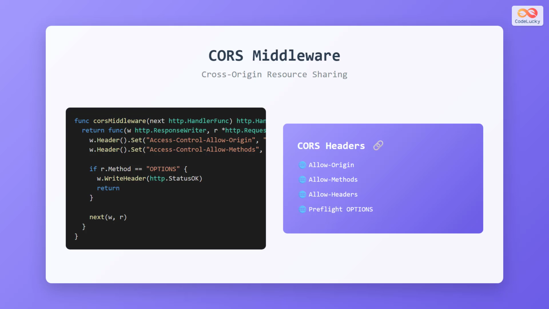Cross-origin resource sharing, that is CORS, middleware handles cross-origin resource sharing. This cross-origin resource sharing, that is CORS, middleware sets the access control allow origin header, the access control allow methods header, and handles pre-flight options requests. It is essential for enabling secure communication between different domains.